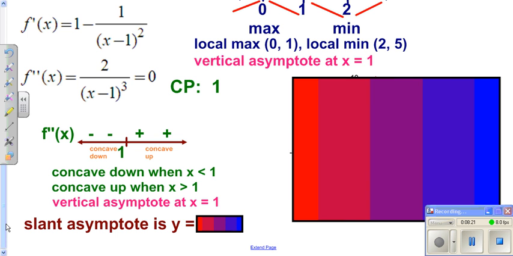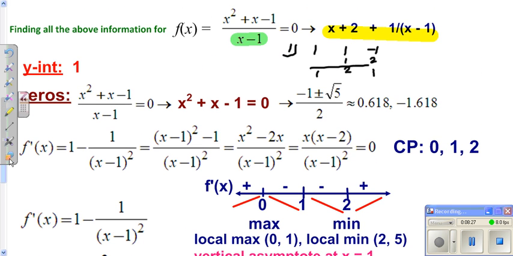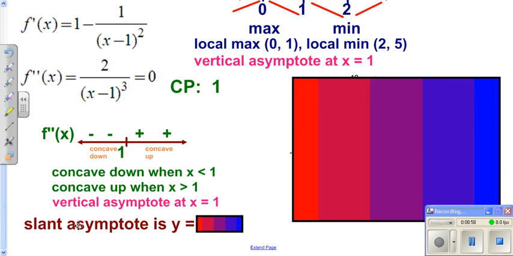For your slant asymptote, we need to look at our limit as x approaches infinity. It's easiest to take your limit not of this one here, but of the simplified one here. As x approaches infinity, this approaches 0. So you're left with just your x plus 2. Another way to look at it: when you're looking for a slant asymptote, you do your division, and you're only looking at your quotient. And it's going to be y equals whatever your quotient is. So we get a slant asymptote of y equals x plus 2.